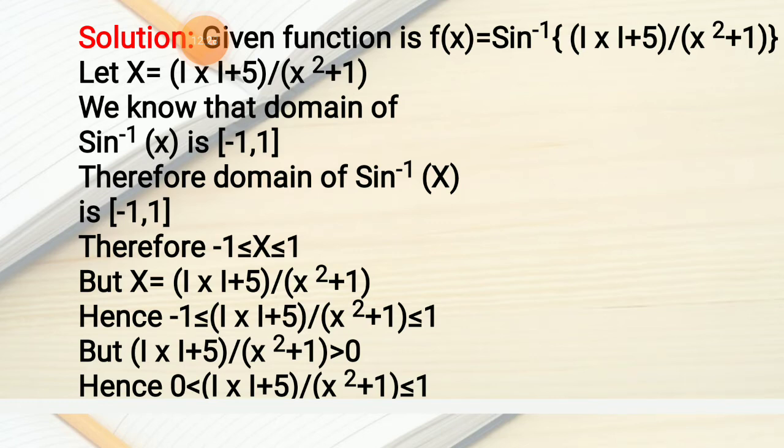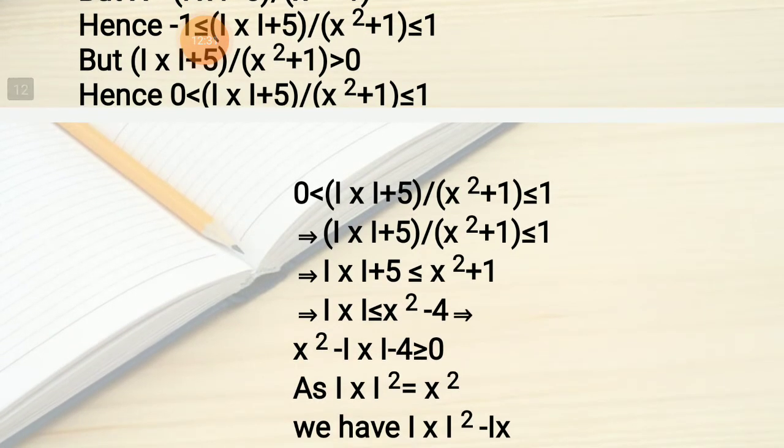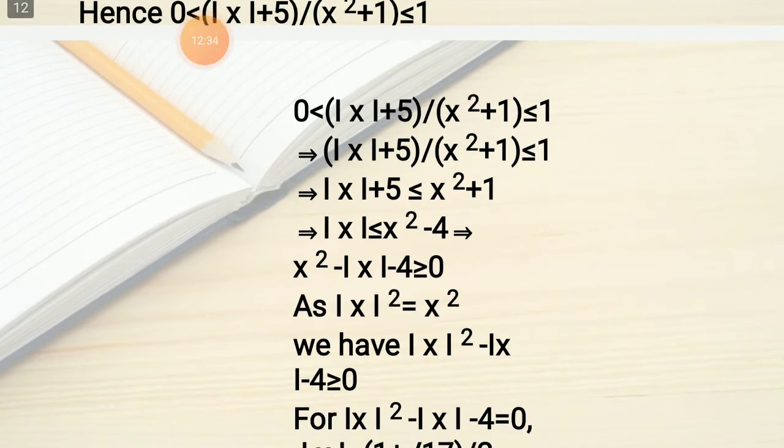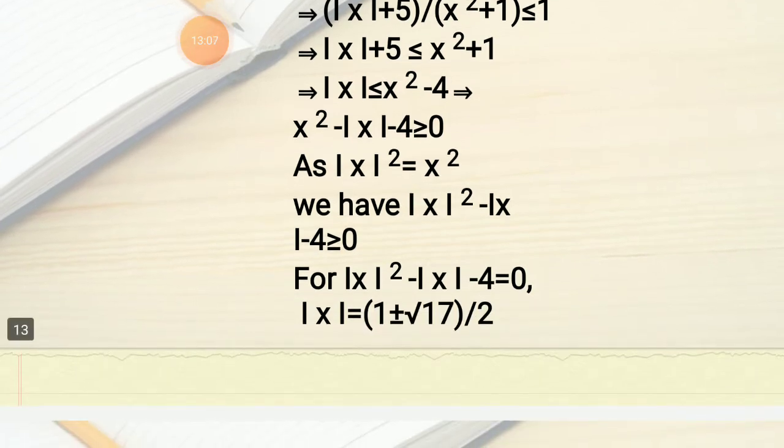We concentrate on the right part. 0 less than (mod x plus 4) by (x square plus 1) less than or equal to 1. So (mod x plus 4) by (x square plus 1) is less than or equal to 1. Just take x square plus 1 to the right side, because x square plus 1 is a positive value, we can take it to the right side without changing the inequality. Mod x plus 4 less than or equal to x square plus 1. So mod x is less than or equal to x square minus 3. By sending mod x to the right side, we get x square minus mod x minus 3 greater or equal to 0. But mod x whole square and x square are the same because both are non-negative. So we have mod x square minus mod x minus 3 greater or equal to 0.